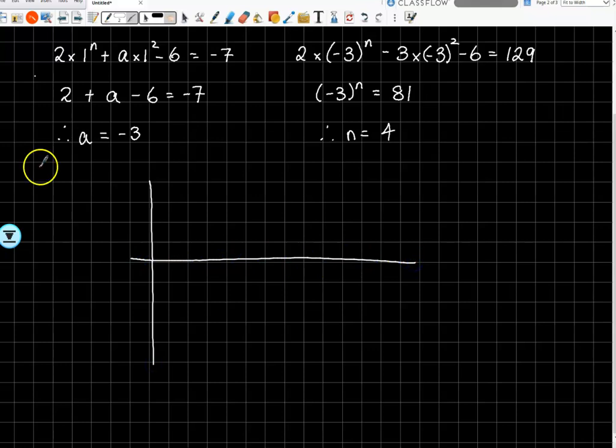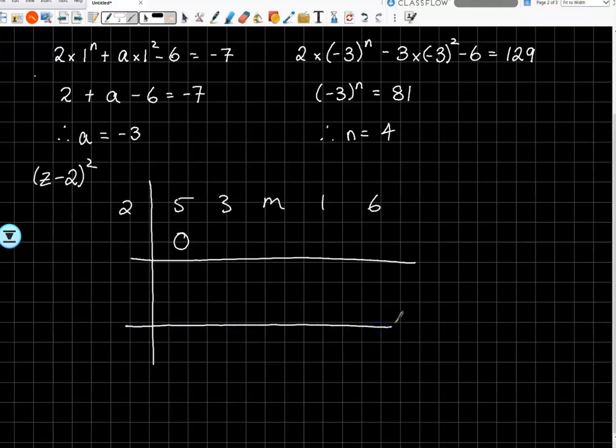So let's imagine we're saying z take 2 squared is a factor, right? So you would put 2 in, 5, 3, m, 1, 6, whatever. You'd put your 0, listening Michelle, because it doesn't look like it. And you'll go through, you'll get this thing here. If it's a factor once, you know that this thing should equal 0. So it might be the situation that you might have m plus 5 equals 0. Huzzah! M is minus 5.